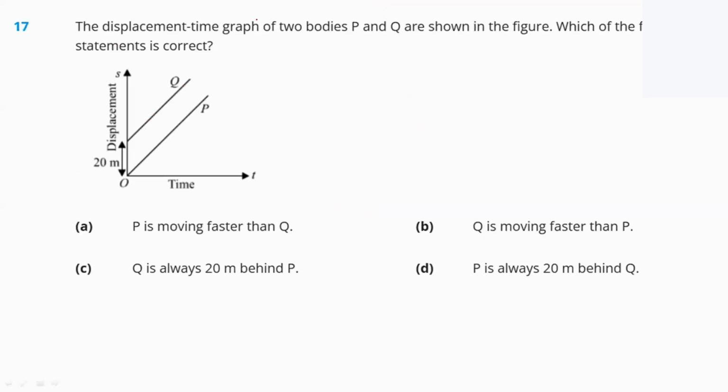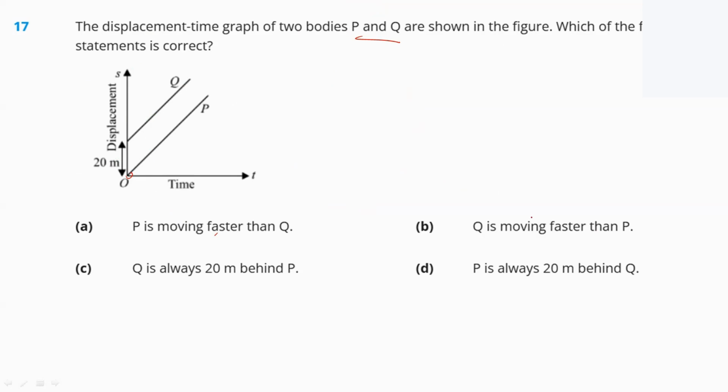Next, the displacement-time graph of two bodies P and Q is shown in the figure. Which of the following statements is correct? P is starting from point 0 as we can see, and Q is starting from 20 meters, ahead of P. So which is the correct statement? P is moving faster than Q? Of course not, it is behind Q. It's moving almost at the same pace.